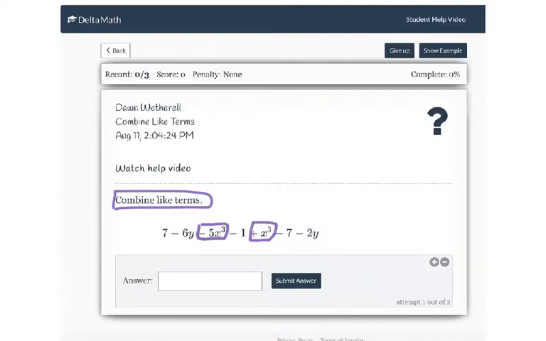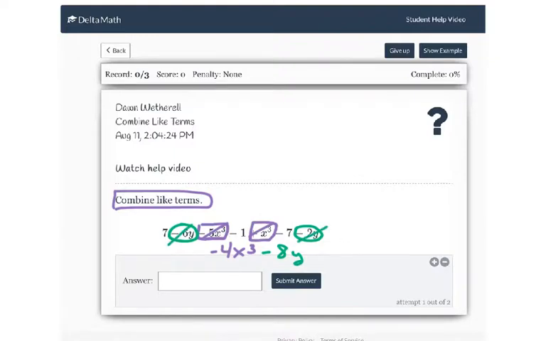I have a negative 5x cubed plus 1x cubed. That gives me a negative 4x cubed. So I'm done with those. Then I'm going to look for the next x. There are no more x's. But I can see I have another variable, and I have a negative 6y and a negative 2y. Combining those gives me a negative 8y, and those are done.